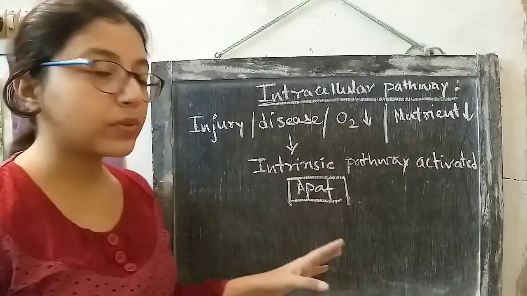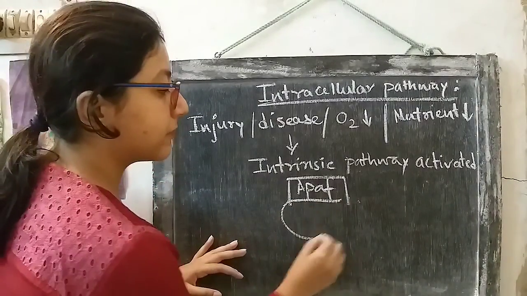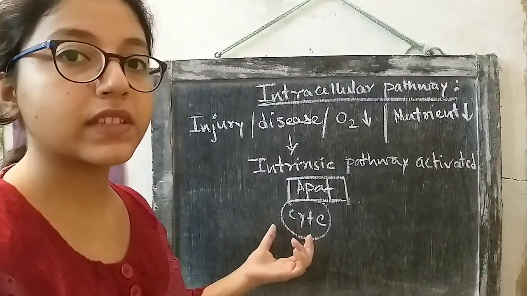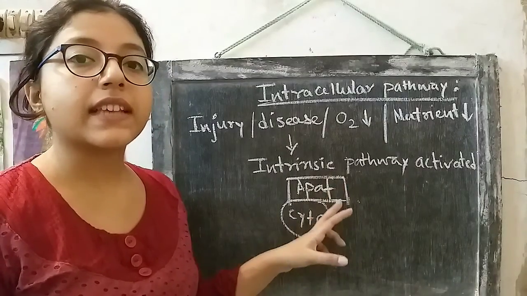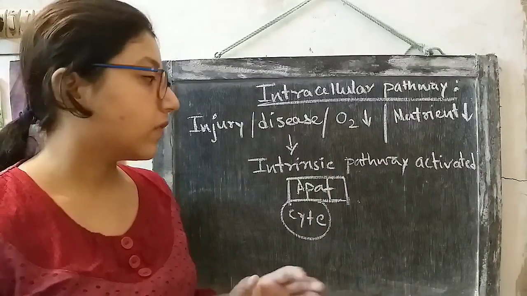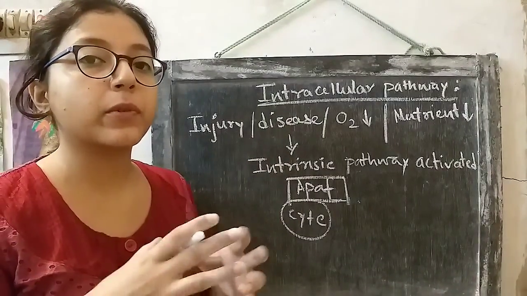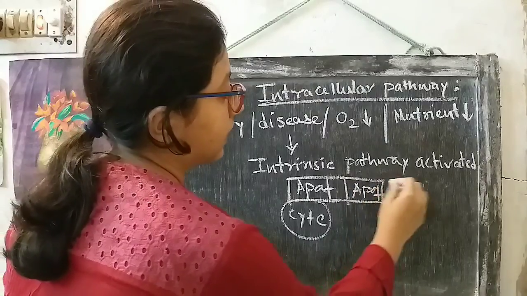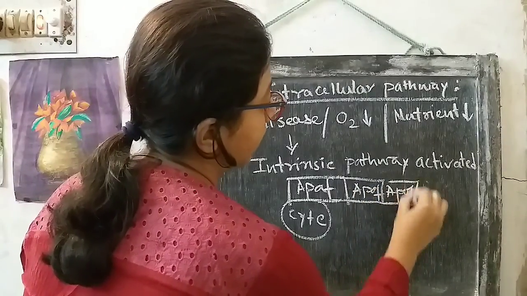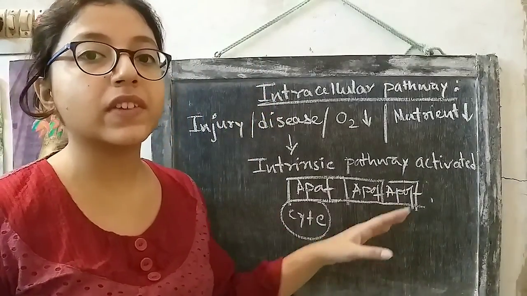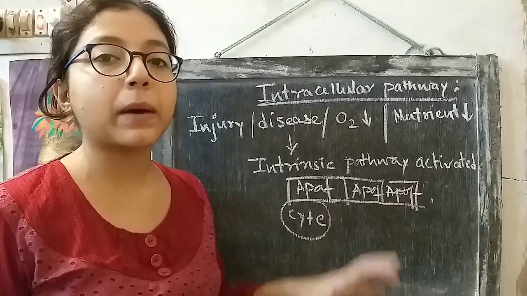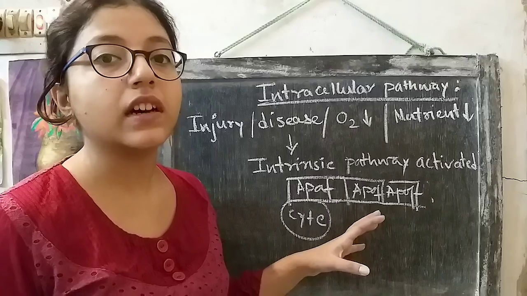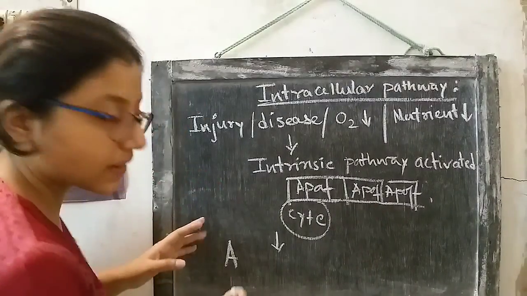What will cytochrome C do? Cytochrome C will go and bind with the APAF proteins. And what will happen next? Once the cytochrome C binds to the APAF proteins, these APAF proteins will oligomerize. Oligomerization means more than one APAF protein will come and bind with each other. The end result of oligomerization of APAF proteins is the formation of the apoptosome.